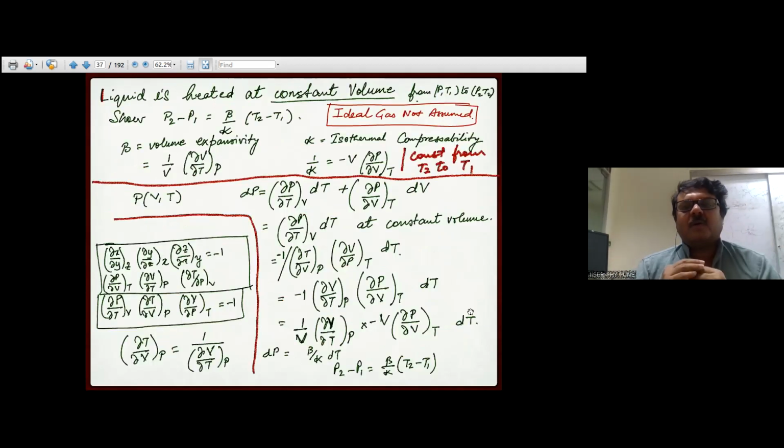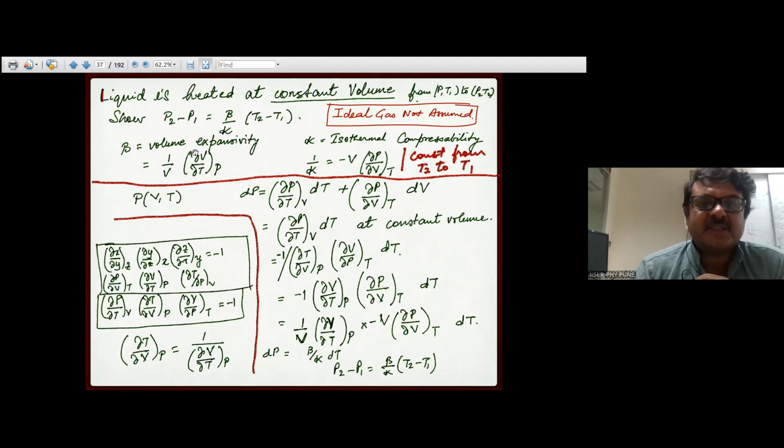Now, similarly, if a liquid is heated at constant volume and it goes from P1 T1 to P2 T2, note this is a liquid. You can't use ideal gas equations anymore, so ideal gas is not assumed. Show that P2 minus P1 equals beta by kappa times T2 minus T1.